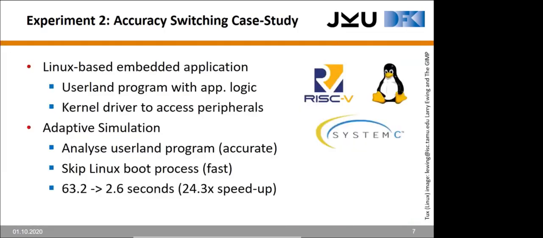In the second experiment, we consider a Linux-based embedded application. A kernel driver is provided to interact with peripherals. The goal is to accurately analyze the userland application. Therefore, the Linux boot process is uninteresting and can be skipped. By using a JIT-based setting for booting, we are able to reduce the simulation time by a factor of 24.